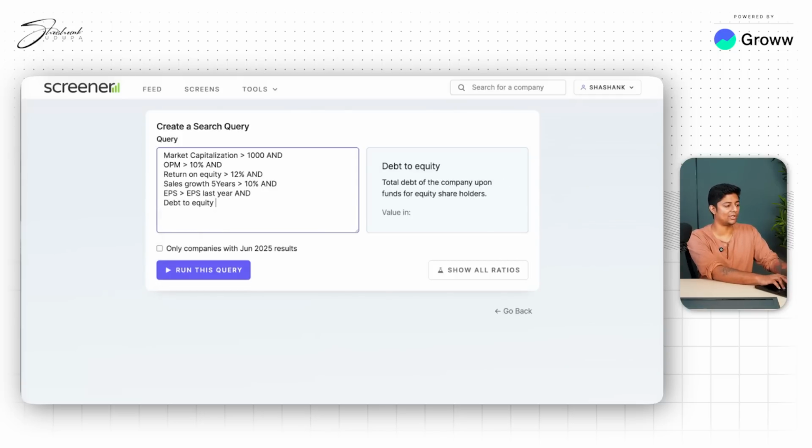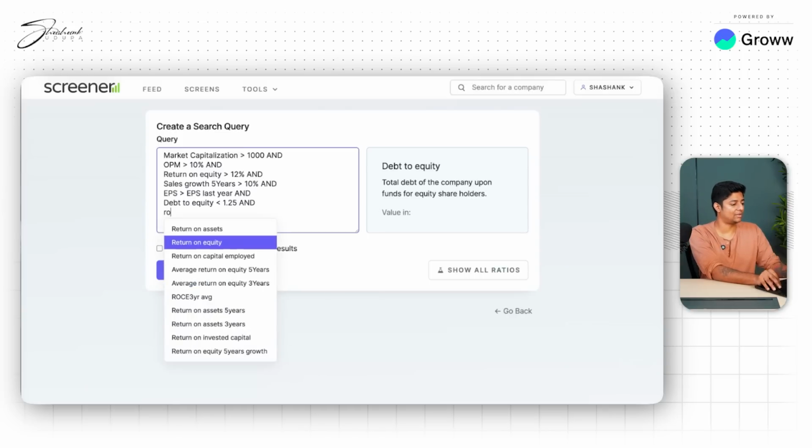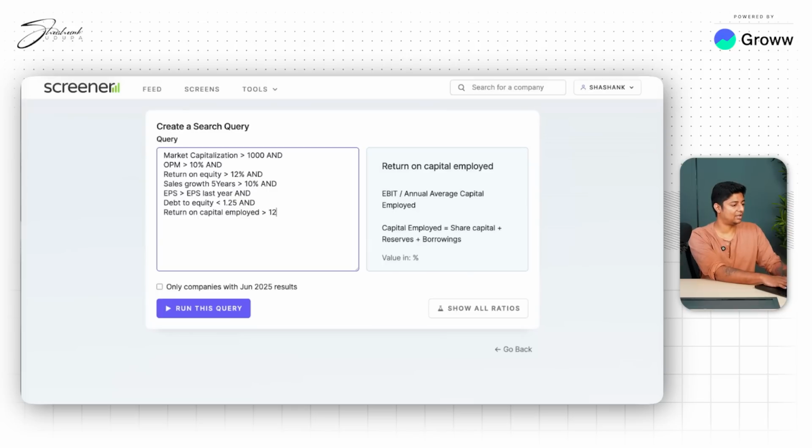Now see, if I do this, all your banks will go out of the question, but I want to keep debt to equity ratio less than 1.25. Ideally 1 is ideal, but I'm just going to show you one screener and I will refine it in front of you. So what we've done is we've taken market capitalization, operating profit margin, return on equity, sales growth 5 years 10%, EPS greater than EPS last year, and debt to equity. Another thing we can add here is return on capital employed greater than 12%, similar to the ROE math. This is basically what I've done to understand whether we will get good companies or not.